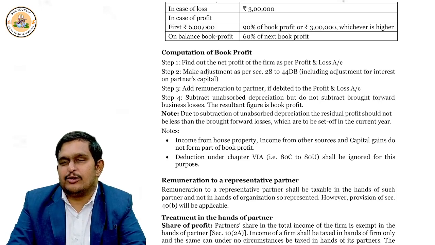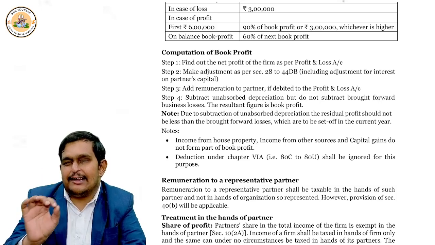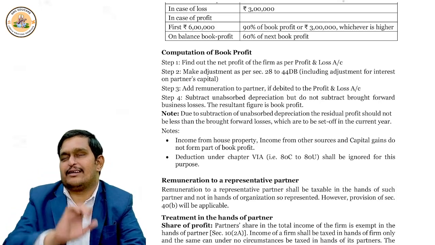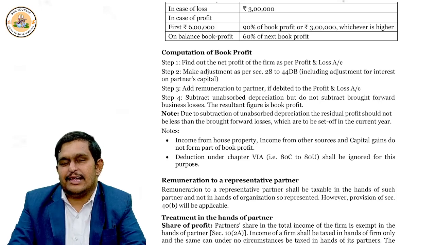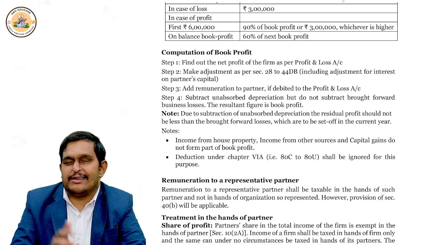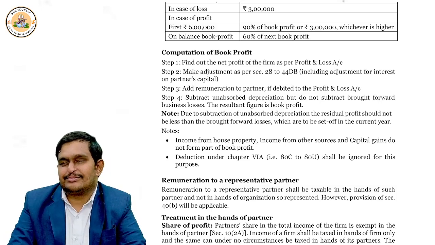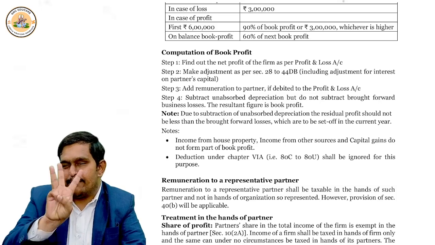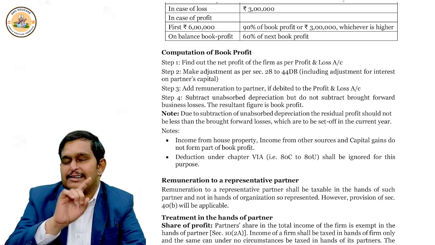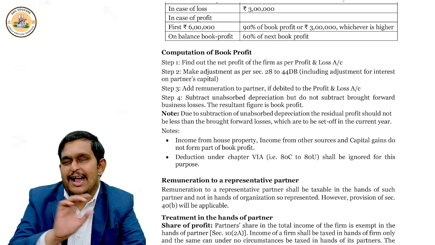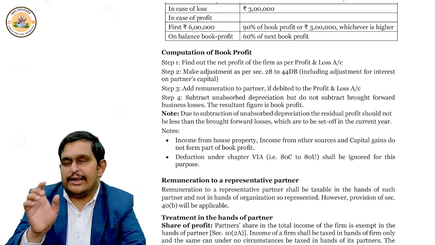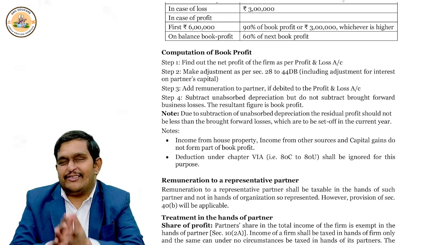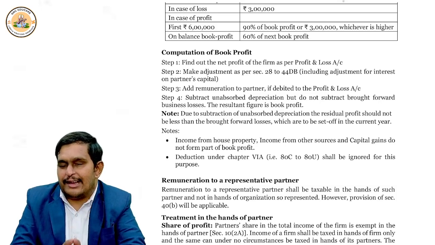And the third point also says the entire remuneration should be added back. That means if remuneration is debited to the P&L account, directly see the numbers and directly add it back, the same numbers without any adjustment. So the steps are clear to you, right? First, take the P&L account profit. Second, adjust as per section 28 to section 44, as we discussed in all these lectures till now.